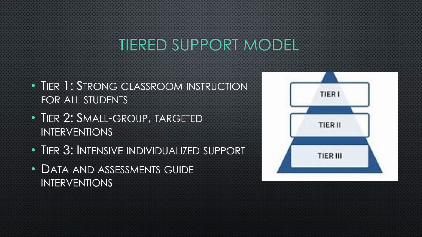The tiered support model is an important framework used in schools to provide different levels of support depending on student needs. The model is often divided into 3 tiers, with each tier becoming more targeted and individualized. Tier 1 refers to strong universal instruction that is provided to all students. This includes high-quality teaching practices, clear routines, differentiating instruction, and inclusive classroom strategies. Most students should be successful with strong Tier 1 supports in place.